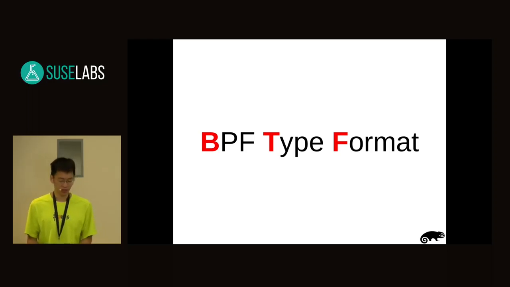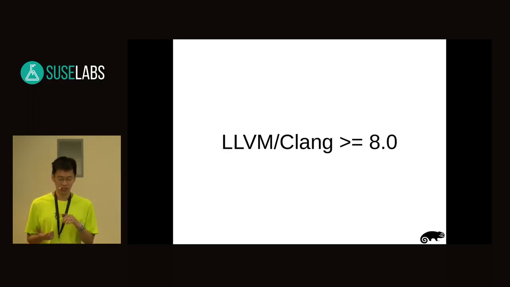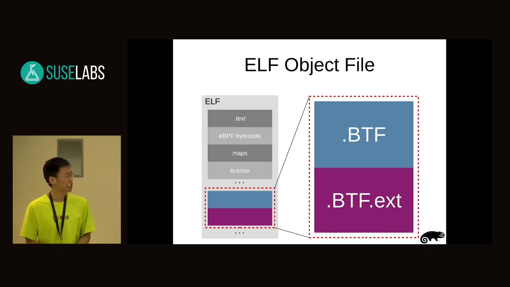BPF upstream proposed a format called BPF Type Format. As I said, it's a kind of debug info for BPF programs, so you can see it's BTF. BTF was added to LLVM since 8.0. And the difference if you use LLVM 8.0 or later is that it just adds two sections.